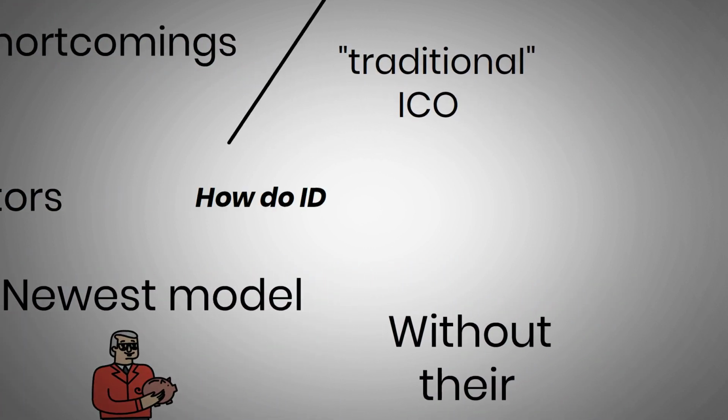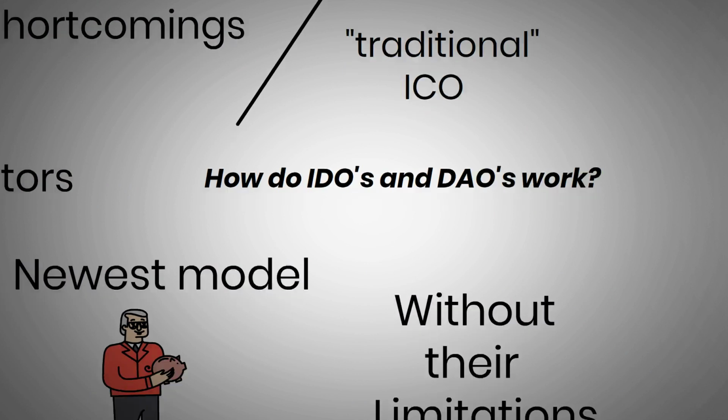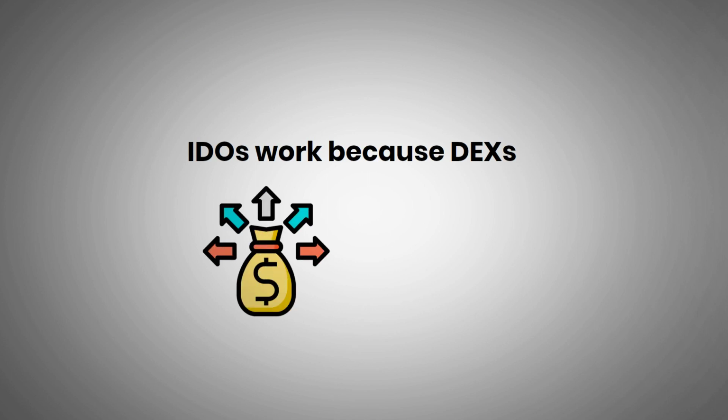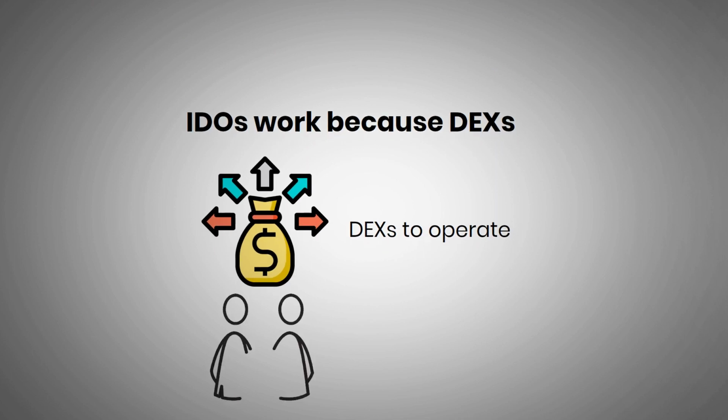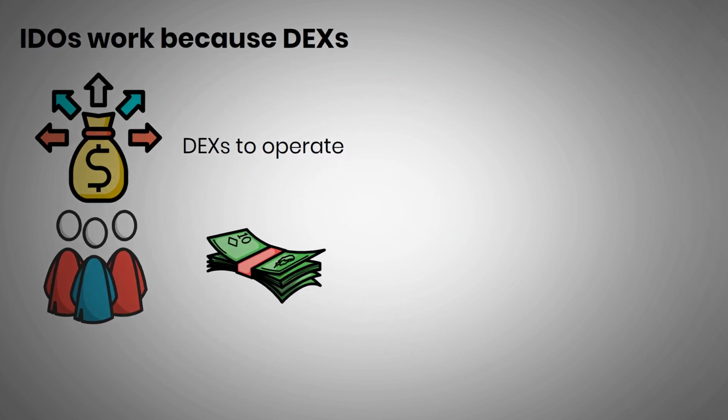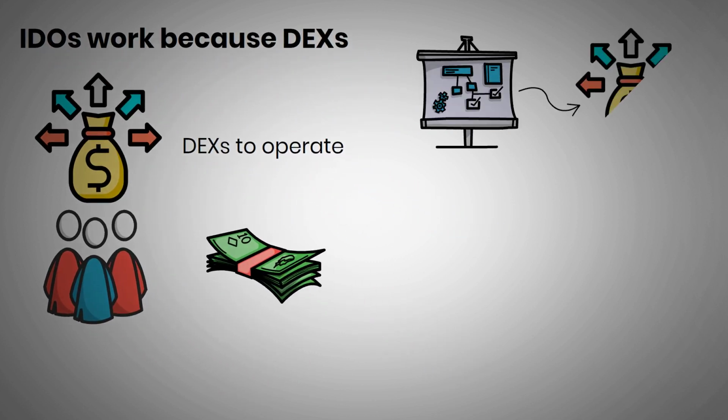Now moving forward, how do IDOs and DAOs work? Well, IDOs work because DEXs can provide immediate token liquidity. Liquidity allows DEXs to operate without any unexpected hiccups for their users. This is why DEXs tend to reward liquidity pool providers with handsome rewards. To assist with trading, most projects provide liquidity to the DEX by allocating a cut of the funds. The approach has become standard practice.